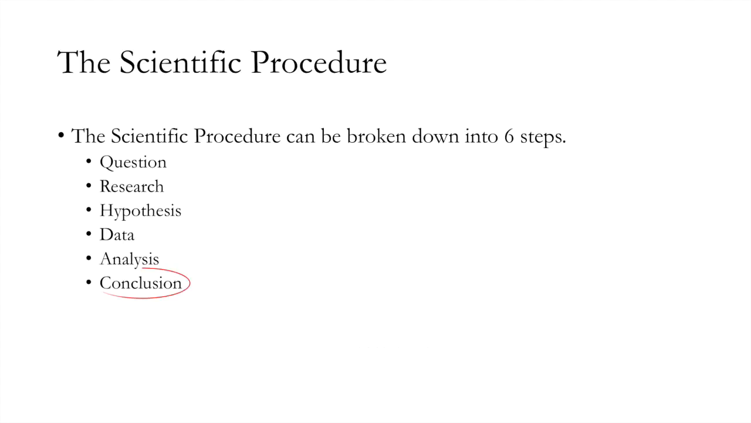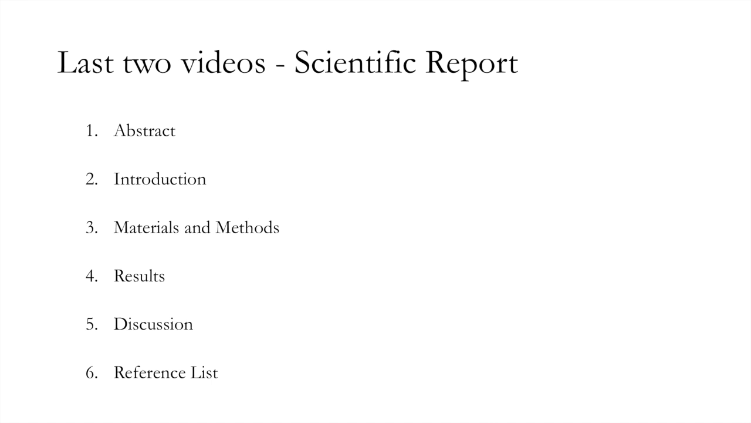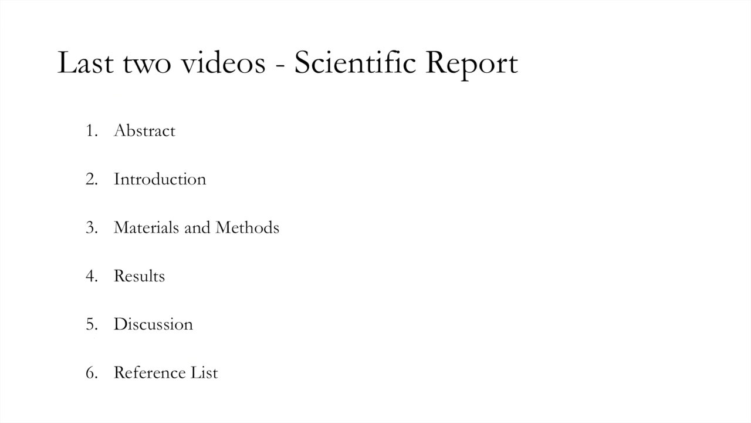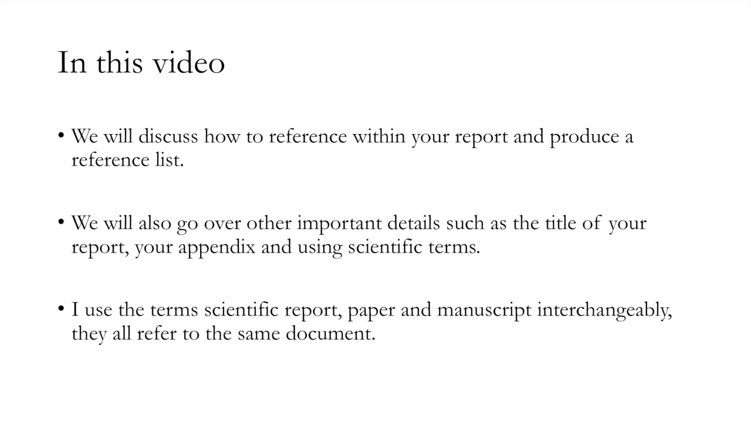So we know we're in the final stages, we're in the conclusion. And in the last two videos, we introduced the 5 main features of a scientific report: our abstract, our introduction, material methods, results, and our discussion. So the last thing we really need to talk about is the reference list. We'll talk about some other things too, but the reference list is extremely important. We've not talked about it at all. So that's what we'll do in the majority of this video.